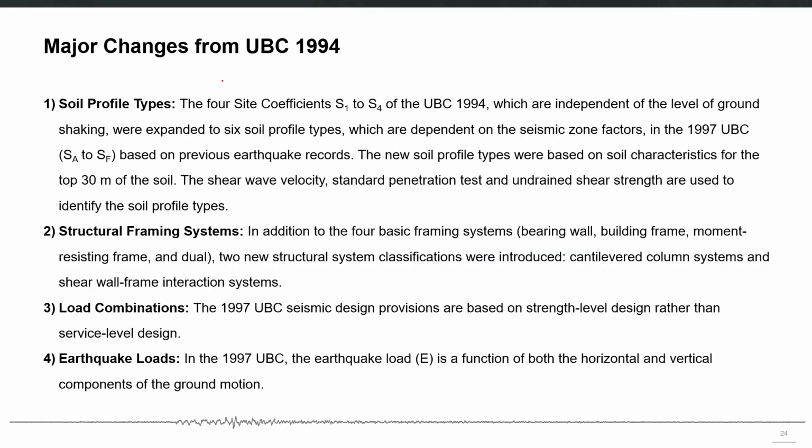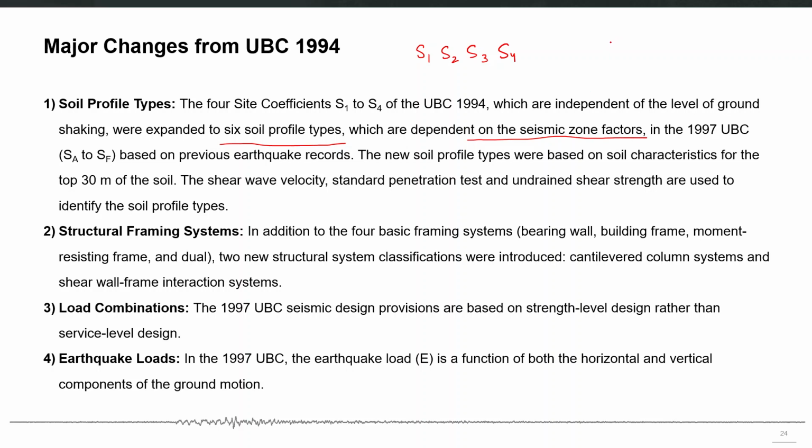So let's continue. Let's first quickly check some of the major changes this Uniform Building Code 1997 has compared to the previous version, which was UBC 1994. The first change was the definition of soil profile types. Previously we had 4 soil types: S1, S2, S3 and S4, and these soil types were independent of the level of ground shaking. Now in this UBC 97, these 4 soil types were expanded to 6 soil profile types, and now they are also dependent on the seismic zone factors.